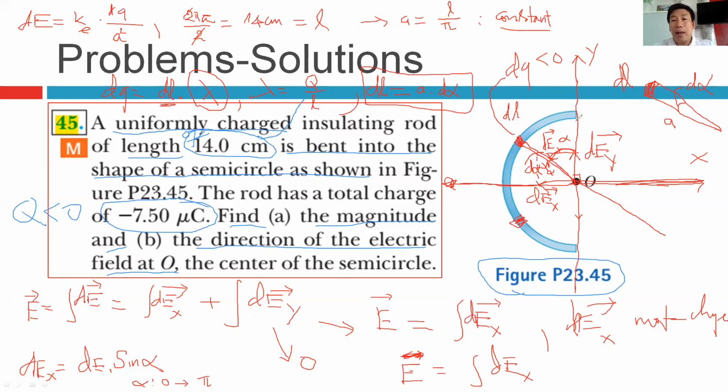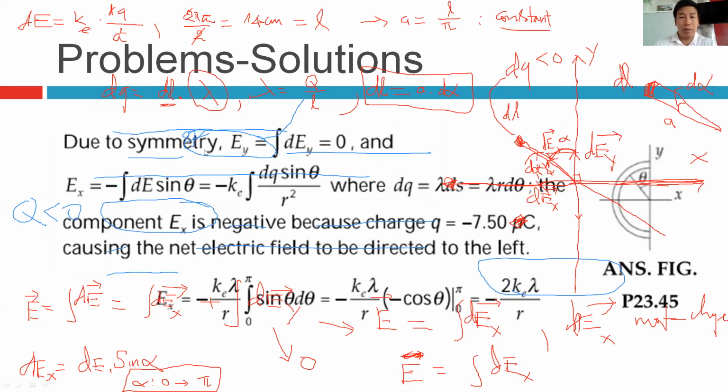And please remember, because we count alpha from the y-axis, the boundary condition for alpha is that alpha is from 0 to pi. Let's look at the result. So that's all. That's the way you should use to solve this problem. It's the same as the previous problem. Any questions here? You can see the results here.